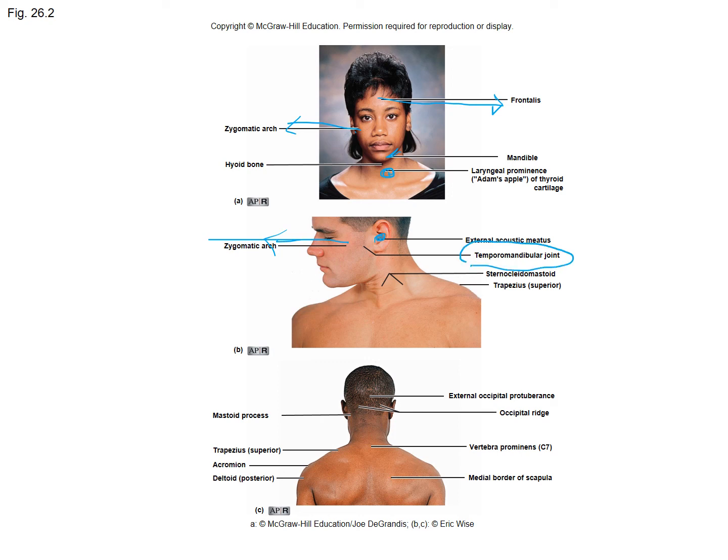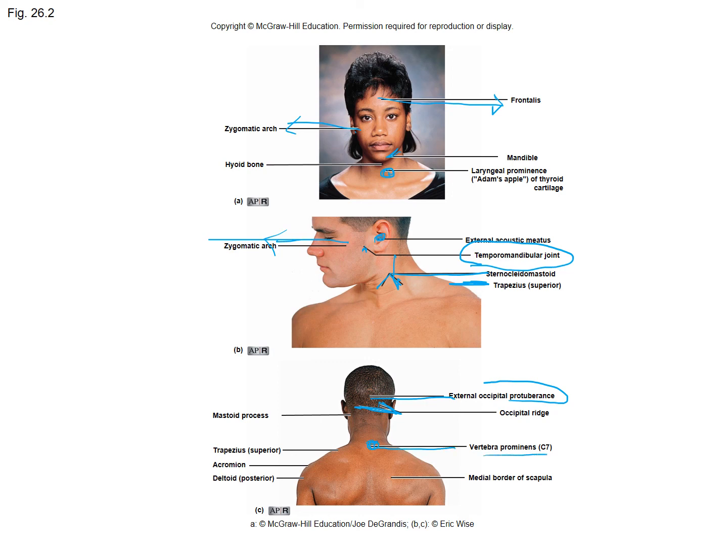Temporomandibular joint, this joint is very important. Some people actually dislocate this. It's very painful, very, very painful, okay. And sternocleidomastoid muscle, trapezius superior, back of your skull, external occipital protuberance. You have the occipital ridges, back of your skull. You have the mastoid process right here.